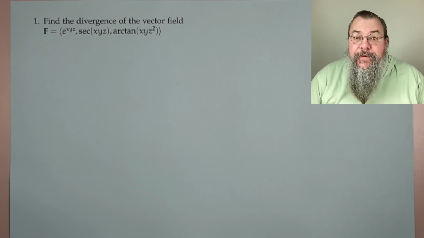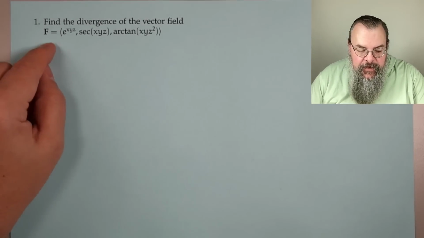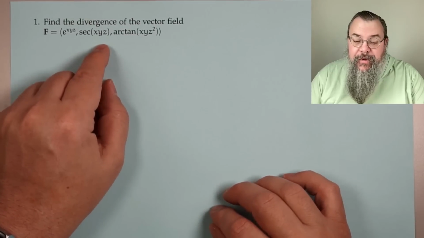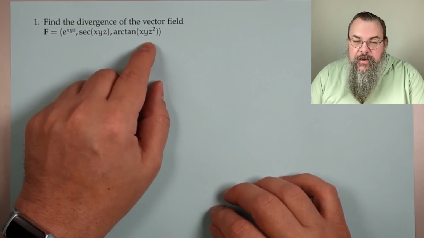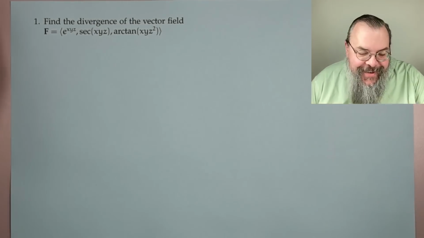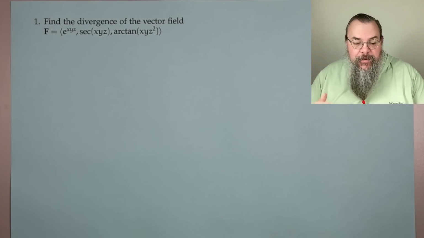Find the divergence of the vector field. Our vector field F has 3 entries: e to the x y z, secant x y z, and arctangent of (x y z) squared. Okay, all right. Now, what do we mean by divergence?